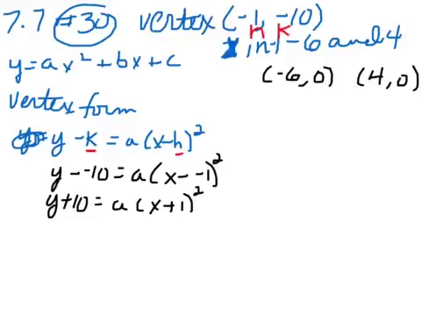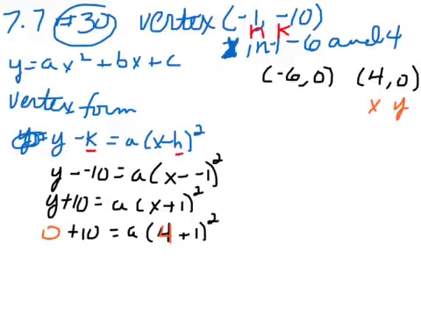Now I'm going to choose the second point because it's positive. I'm going to say, just temporarily, I'm going to plug in x is 4 and y is 0. That's a solution to the equation, so I can stick it in there and it'll work. Okay, so I get 0 plus 10 is equal to a times, x is 4, I meant to write that in orange to show that I plugged it in, 4 plus 1 squared. Okay, so we get 10 is equal to a times 5 squared, which is 25a. 10 is equal to 25a.